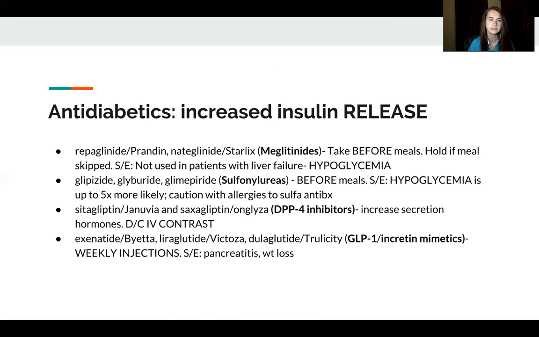And exenatide, Byetta, liraglutide or Victoza, and dulaglutide or Trulicity. These are GLP-1 or incretin mimetics. Incretin is a secretion hormone, and these can actually be given in weekly injections. So it's really nice for those who don't want to keep pricking their finger or are not used to taking pills every day. However, there are side effects such as pancreatitis, but positive side effects such as weight loss, which can actually help this diabetes to be even better controlled.